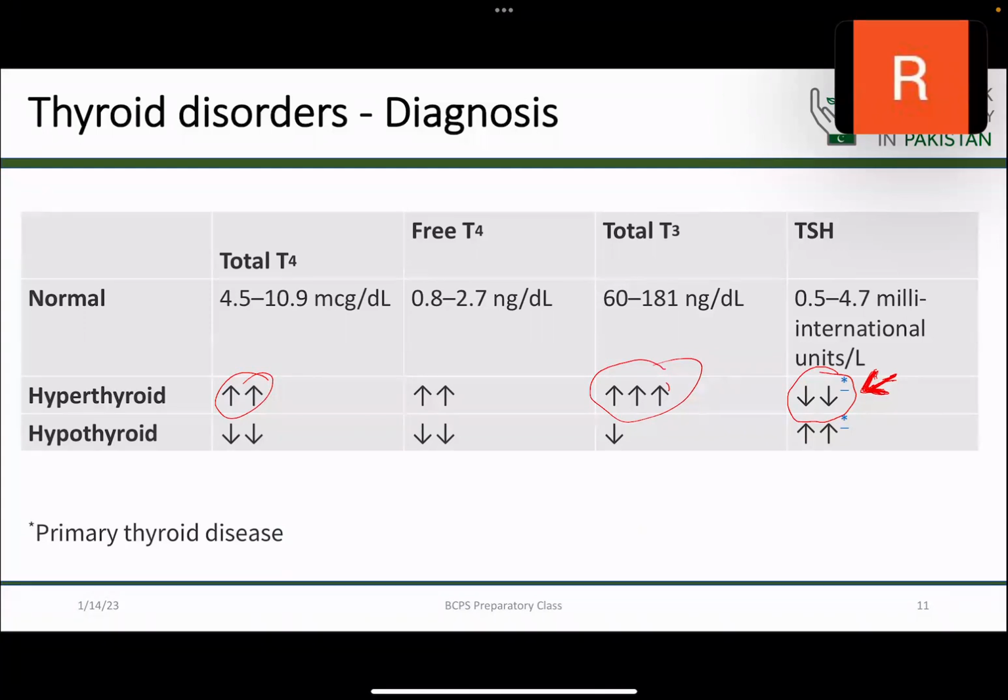Opposite to this, we can see in the hypothyroid state, there are decreased levels of total T4, free T4, and total T3. And as a feedback mechanism, the pituitary releases more thyroid stimulating hormone. So you will see increased thyroid stimulating hormone in hypothyroidism in patients of, for example, Hashimoto disease, which is a hypothyroid state.